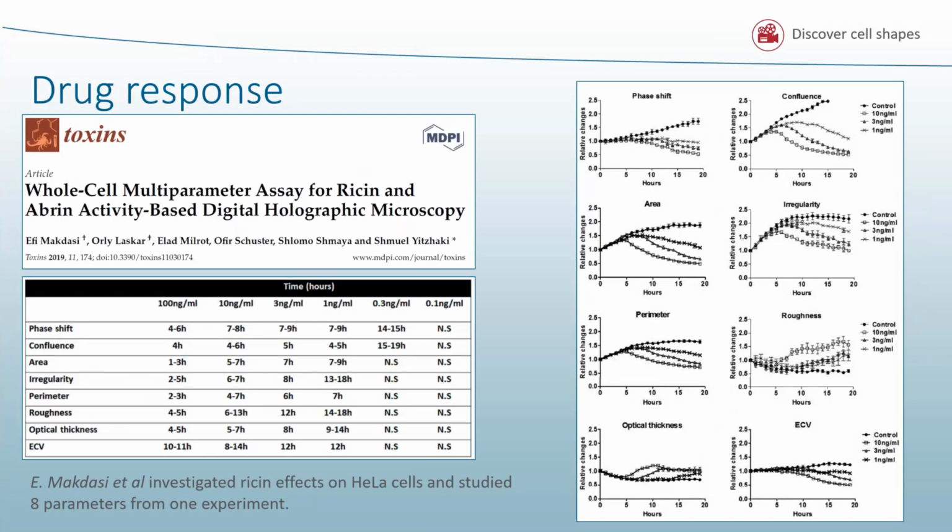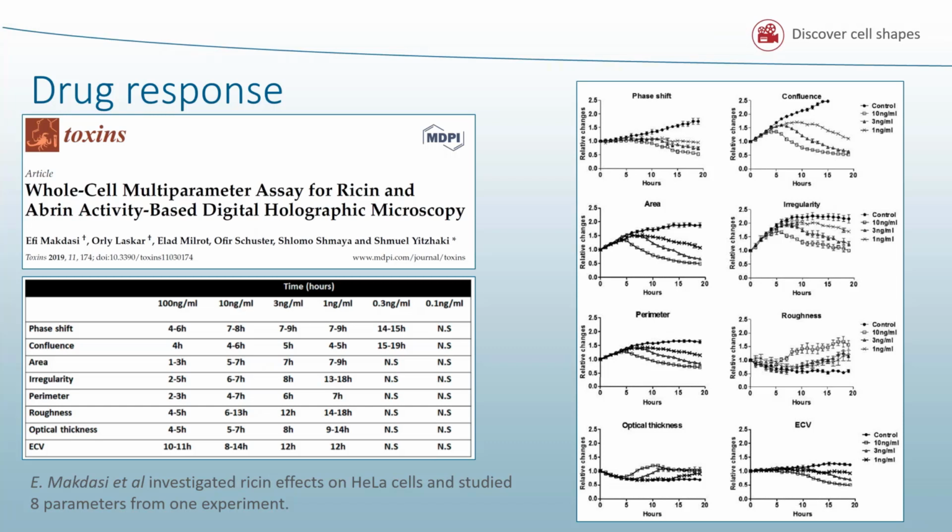Dr. Makdasi and colleagues chose to look at ricin. This is a poison. It's really, really poisonous. It takes only about 2 grains, corresponding to 2 grains of sugar, to kill a grown-up person. It comes from castor beans, and it inhibits protein synthesis. I kind of like that little detail.